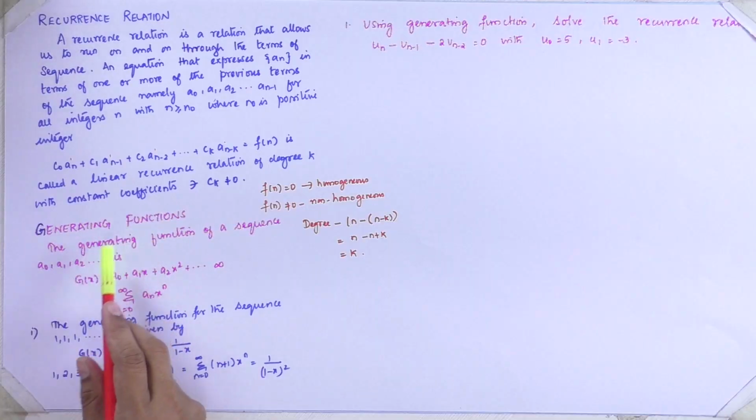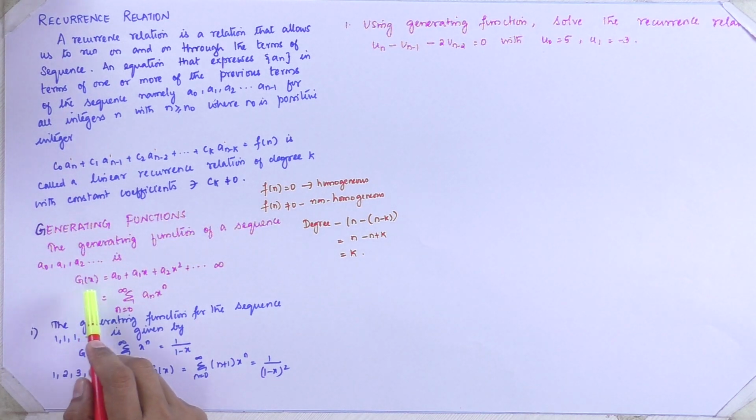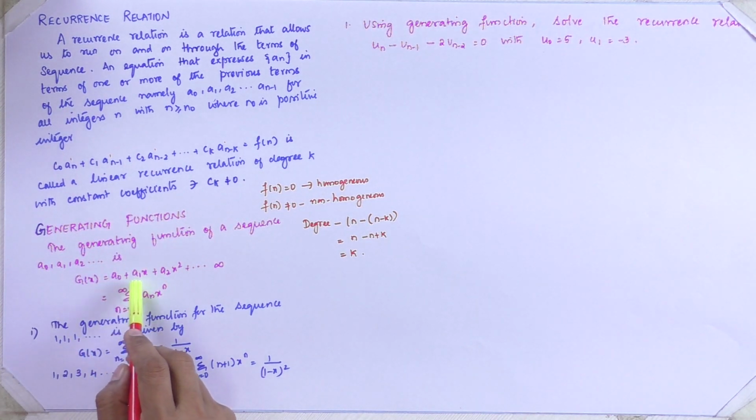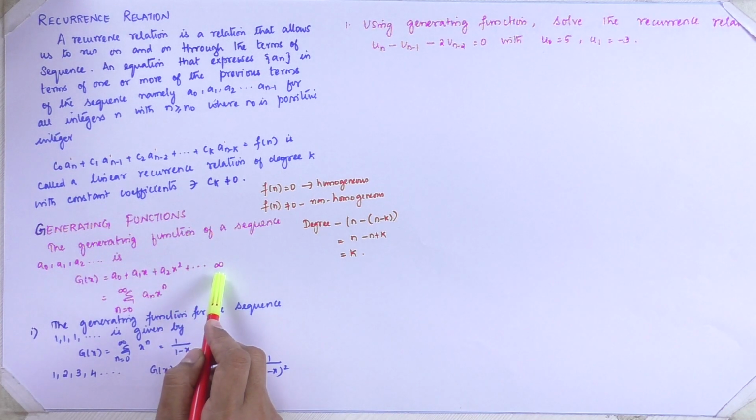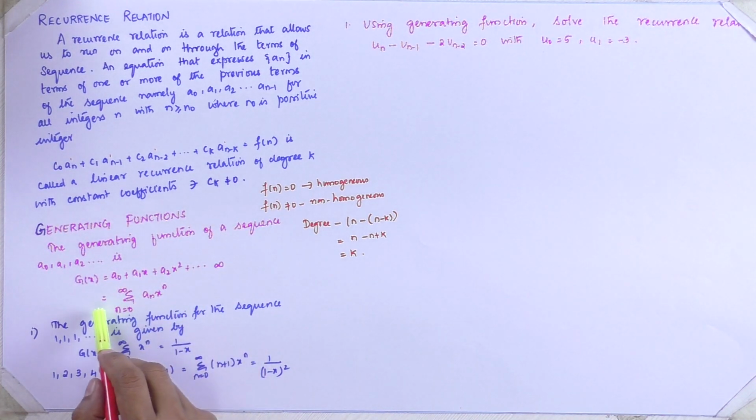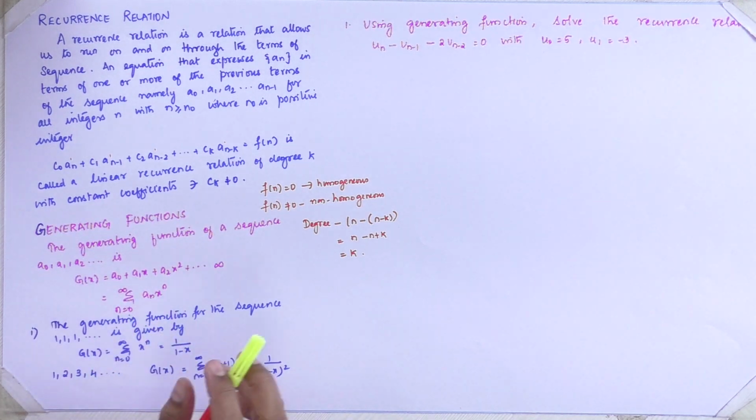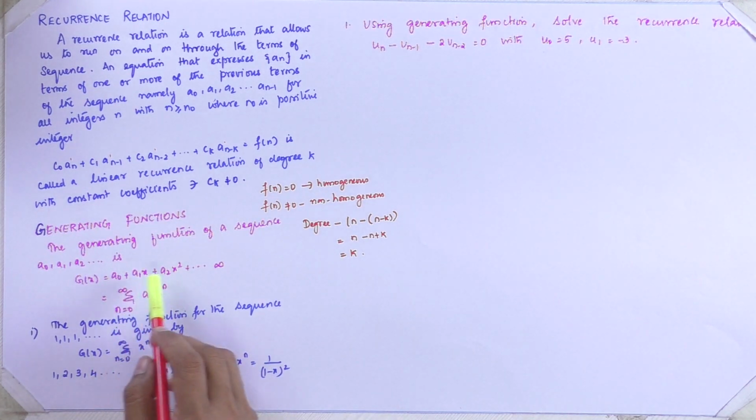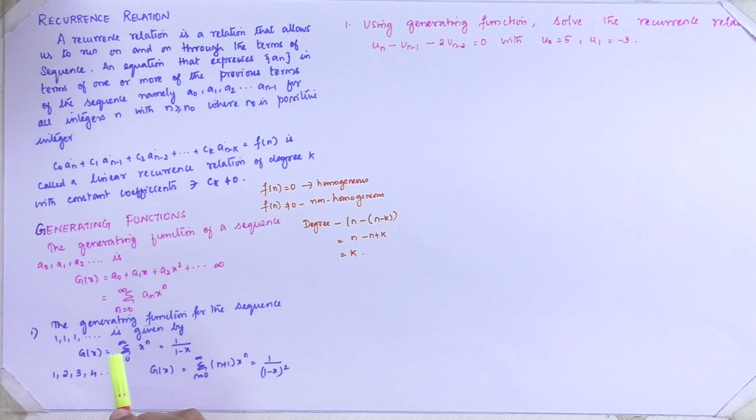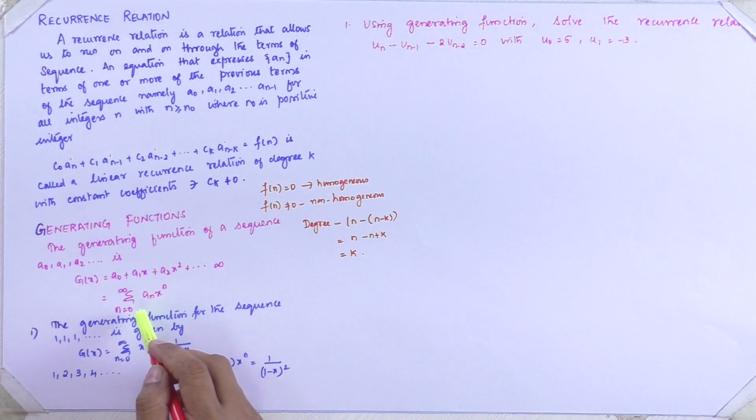The generating function of a sequence a0, a1, and so on, till it goes to infinity, is defined as follows. First of all, the generating function will be denoted as g of x, which is a0 plus a1x plus a2x square plus so on till infinity. Now this is equal to, since we are summing it up, a summation, which ranges from 0 to infinity. So our n ranges from 0 to infinity, and we will have a_n x power n.